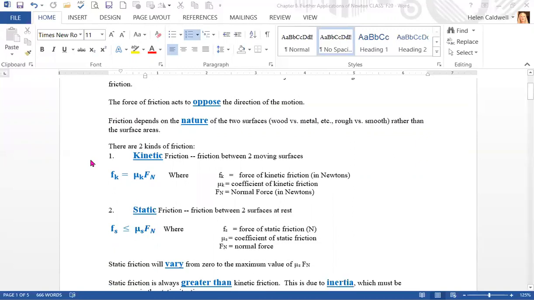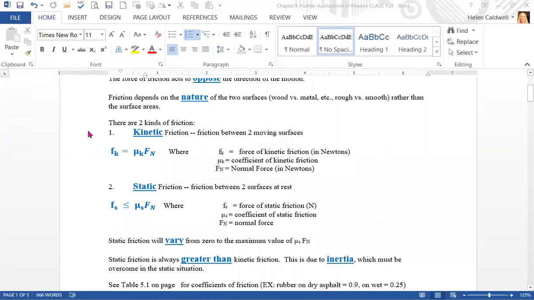All right, back to the topic. So there are two kinds of friction. We have kinetic and static friction. Kinetic friction is the friction between two moving surfaces.